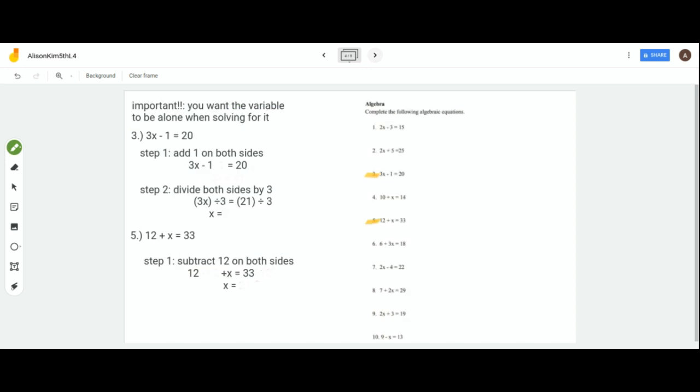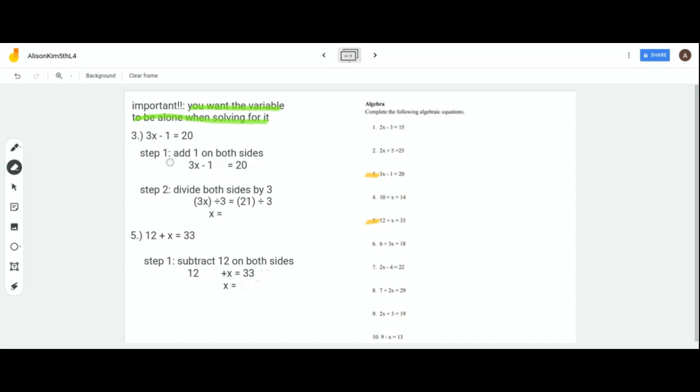Now moving on to algebra. Algebra has a very important rule. You want the variable to be alone when you're solving for it. And you'll see what I mean in these next 2 problems. So we're going to do number 3 together.